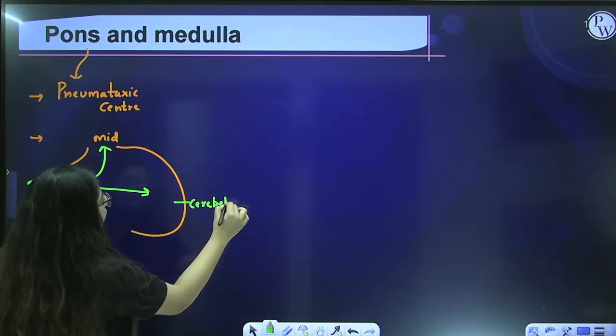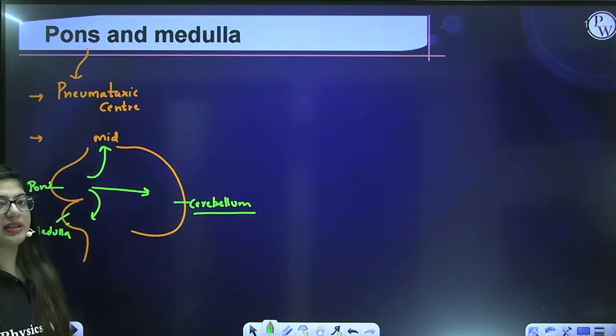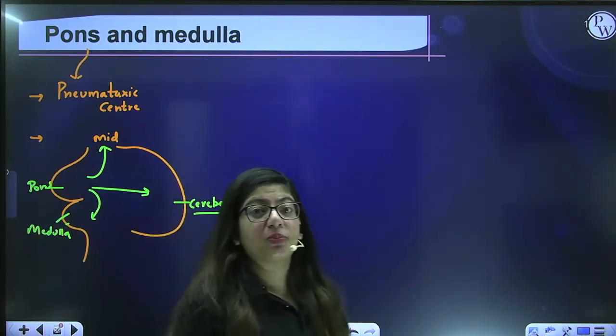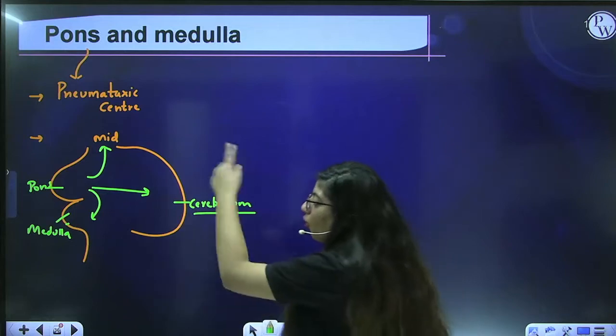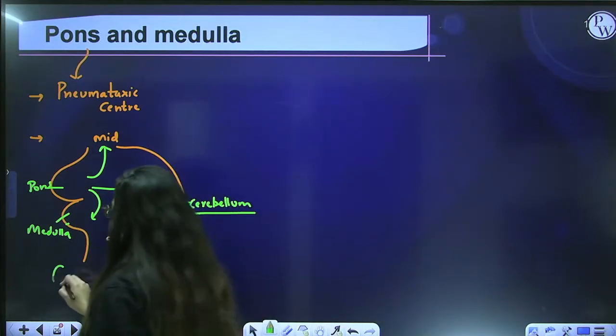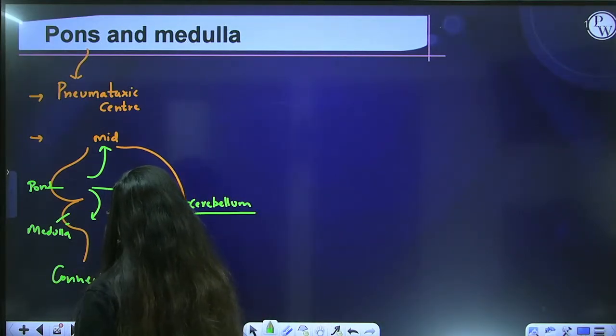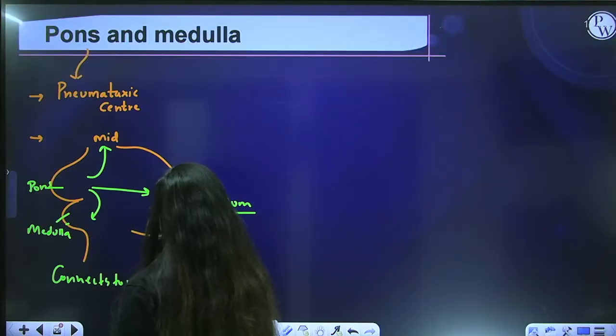So this is how it works: pons means bridge. Its literal meaning is bridge. So it's a kind of a bridge between all these structures. So it connects the midbrain and hindbrain.